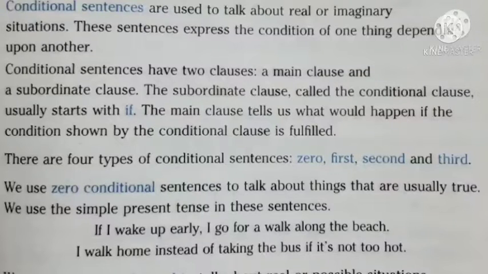And let's look at the same examples that we referred to before. Okay. For example, if I wake up early, here, which is the tense, children? Wake up. That is simple present tense. I go for a walk along the beach. Go is again a simple present tense. So that's why it is told that for zero conditional sentences, we use simple present tense.